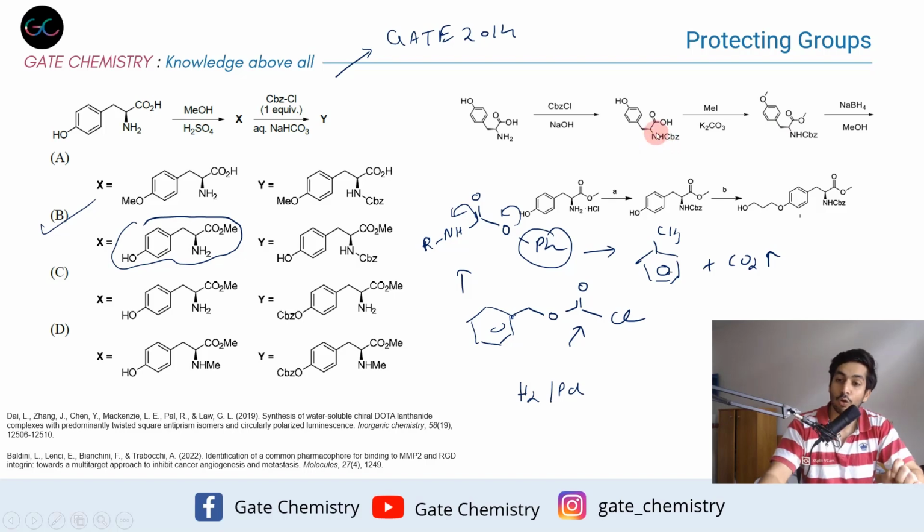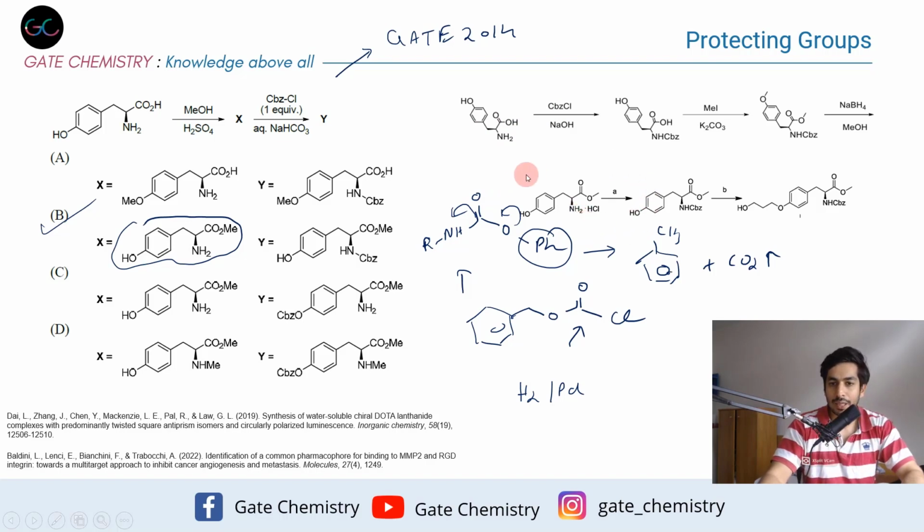Plus, the lone pair present over here is in conjugation with this CBZ group, so the lone pair is also not available. That is why this can also be done. So it's not necessary that you need to do the esterification of the acid first. Here, as you can see, is a typical example where CBZ protection was carried out first.